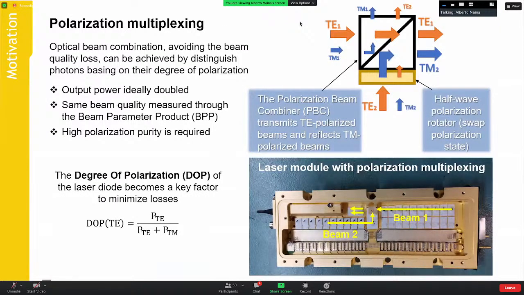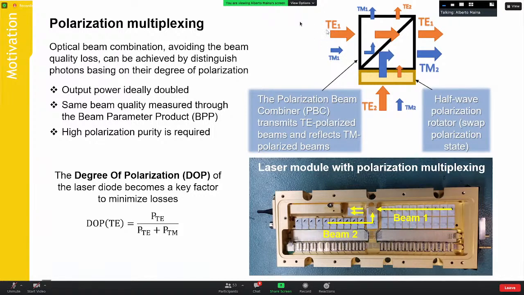In fact, optical beam combination avoiding beam losses can be achieved by distinguishing, for example, photons based on their degree of polarization. We have to combine two different beams. The first with a main polarization, for example, the TE.